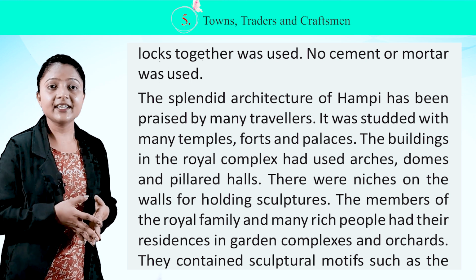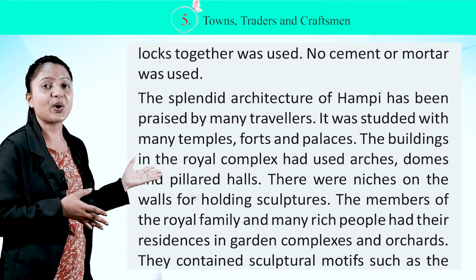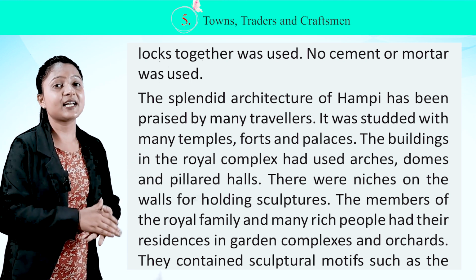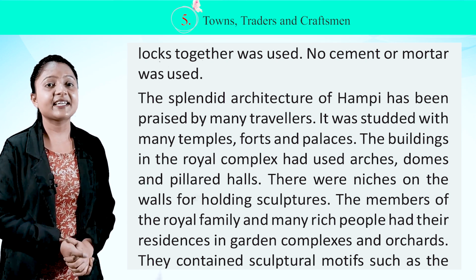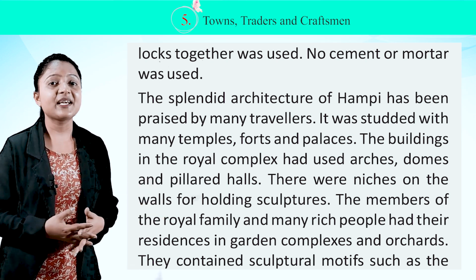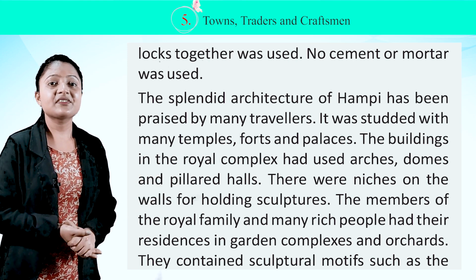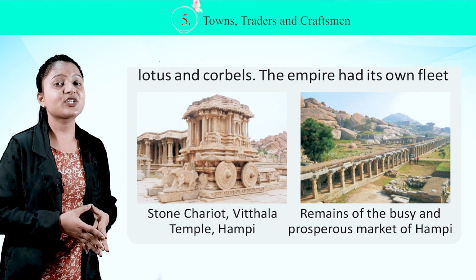The buildings in the royal complex had used arches, domes and pillared halls. There were niches on the walls for holding sculptures. The members of the royal family and many rich people had their residences in garden complexes and orchards. They contained sculptural motifs such as the lotus and corbels. The empire had its own fleet.